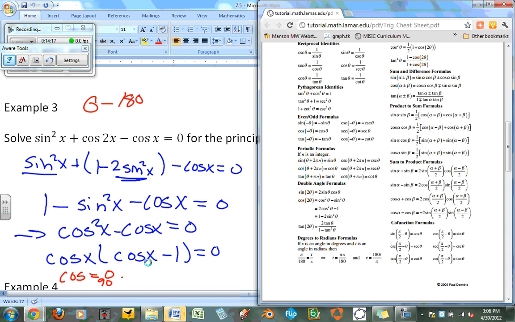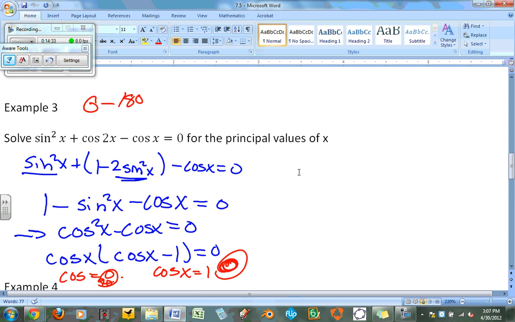All right. And then, when is cosine equal to 1? Well, it equals 1 at 0 degrees for its principal value. So 0 and 90 degrees are answers. And again, you're going to want to check those for time purposes. They do work out.